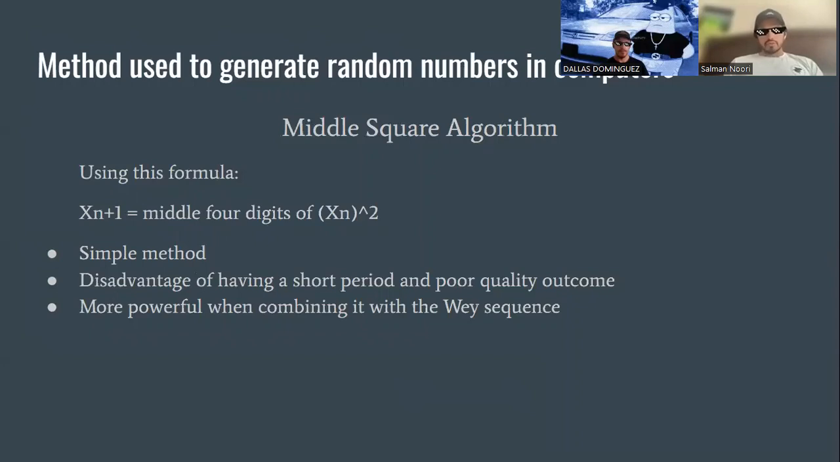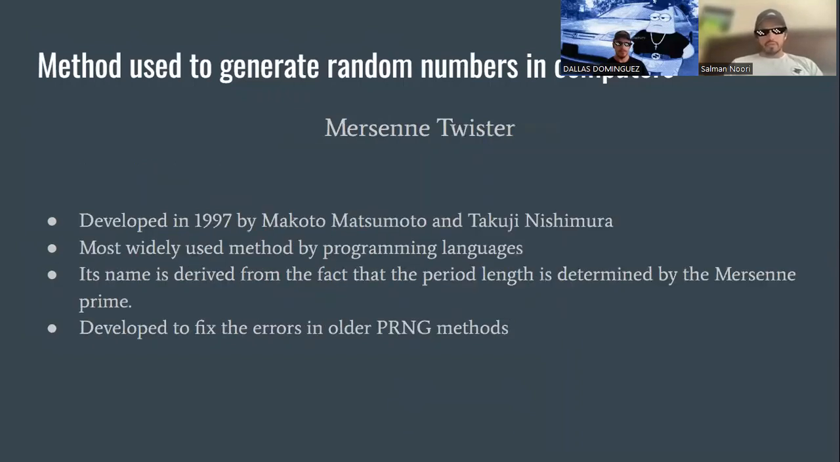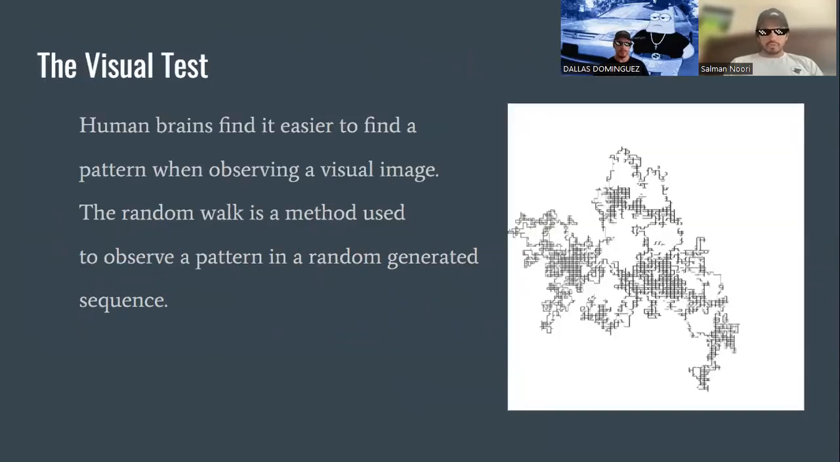And the last method we're going to talk about, which is the modern one and the one that was developed to fix the errors in the older PRNG methods, is the Mersenne Twister, which was developed in 1997. It's the most used one, and the name is derived from the fact that the period length is determined by the Mersenne prime.